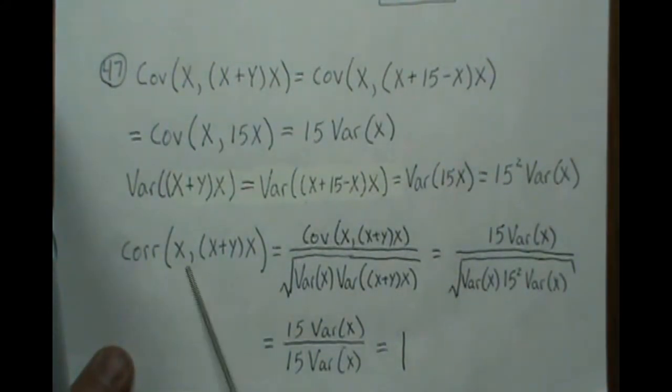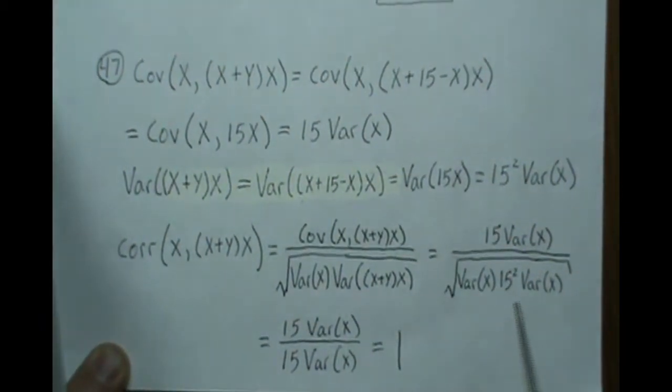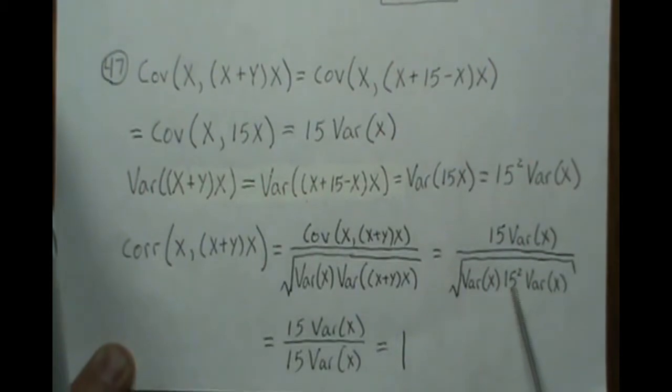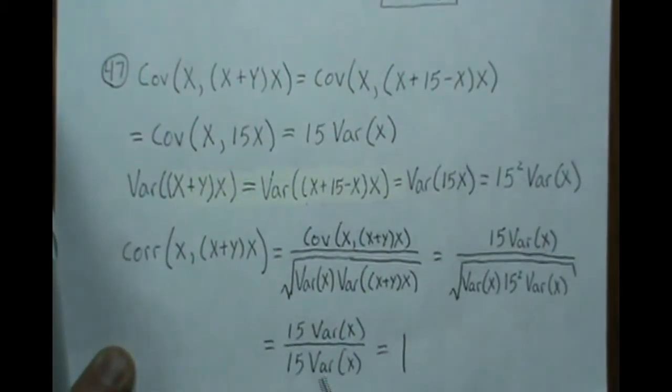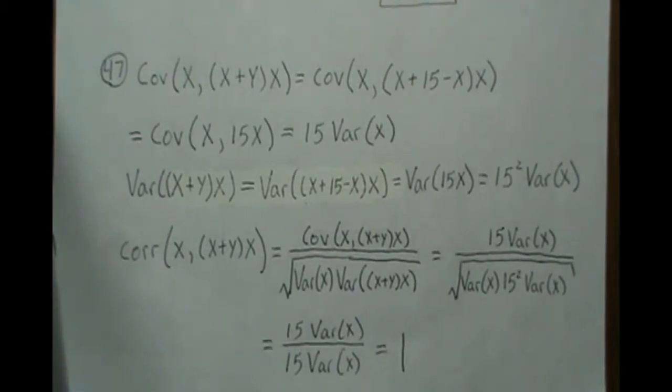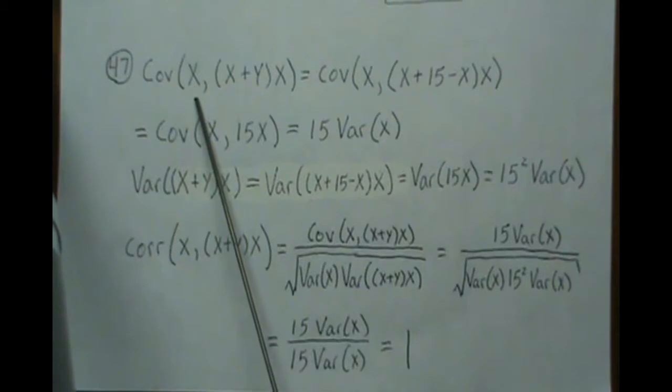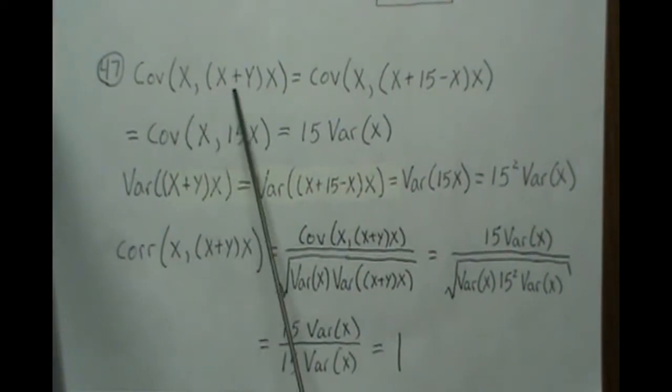So the correlation between these two is the covariance divided by the square root of the product of these variances. We'll just plug in the values, and the variance squared comes out as variance. The 15 squared comes out as just 15. And it equals 1. And we should have known that because it's a linear function of each other.